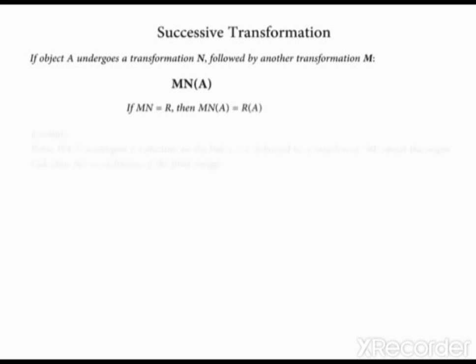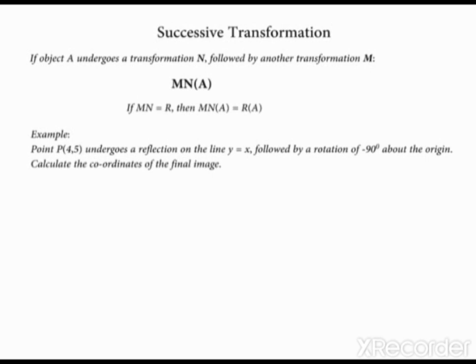For example, a point P with coordinates 4, 5 undergoes a reflection on the line y is equal to x, followed by a rotation of negative 90 degrees about the origin. Find the coordinates of the final image. First is reflection followed by rotation. So we can represent that as TFP, where T is rotation and F is reflection. First, we work out TF.